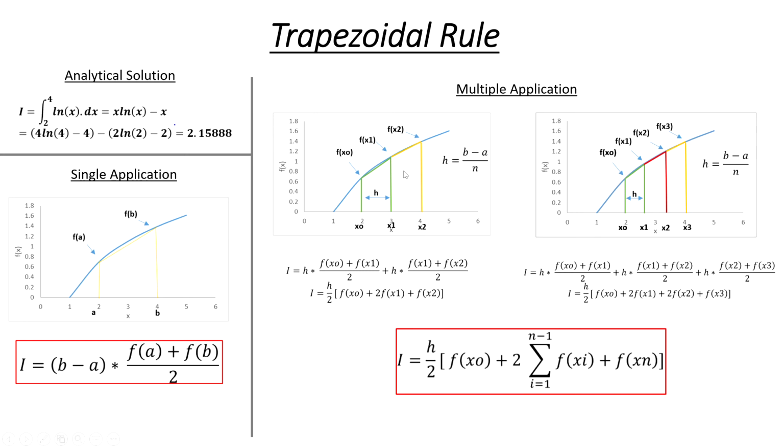So how about if we want an even better approximation? Well, we can add another trapezoid. You can see here we have 3 trapezoids. We have the green, red, and yellow trapezoid.